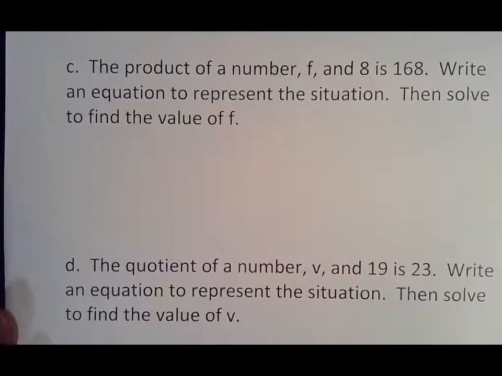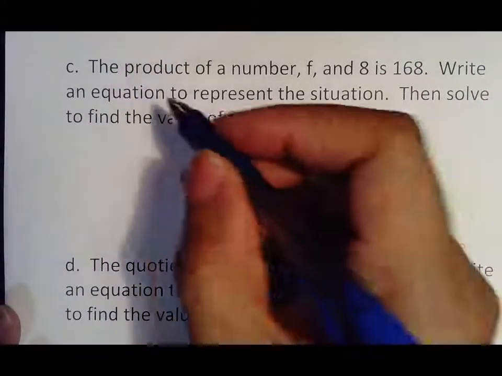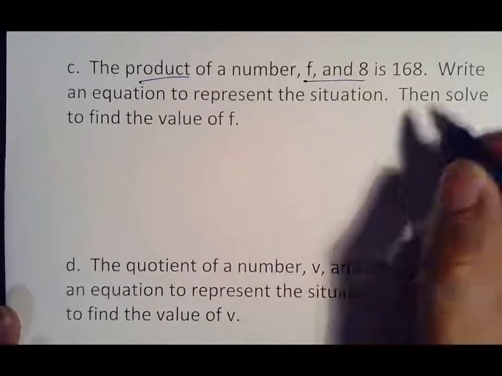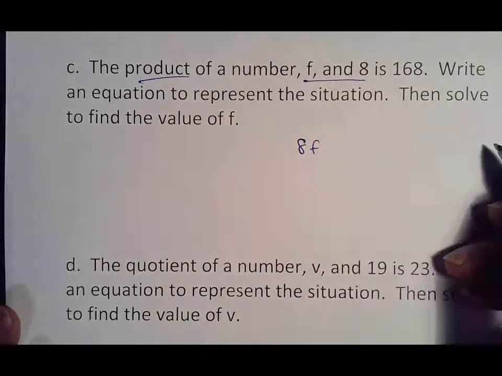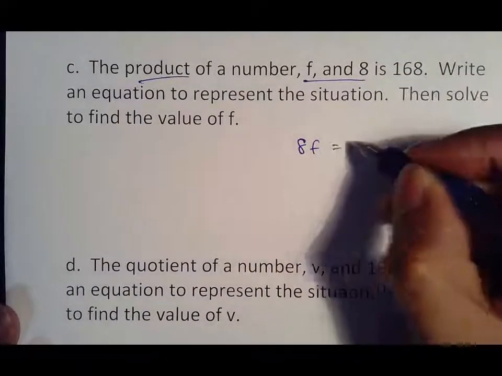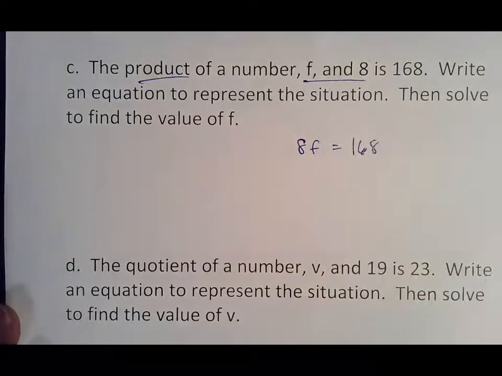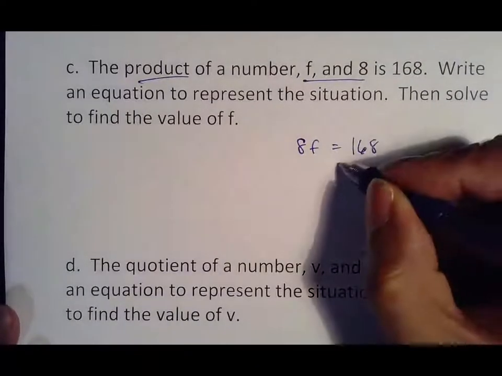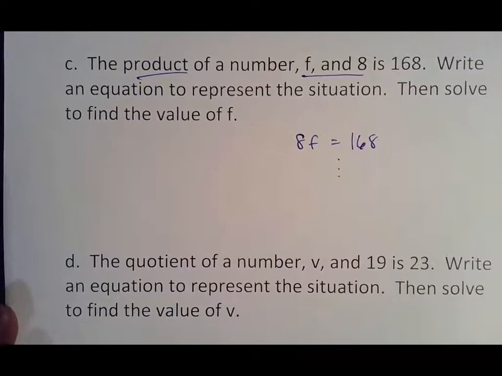The product of a number f and 8 is 168. Product means multiply. Remember, with multiplication, you always put the number first, variable second. Is means equals 168. There you go. To solve that, you would divide both sides by 8 and get your answer.